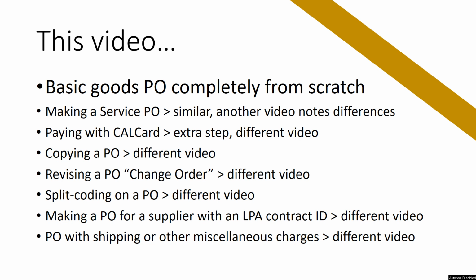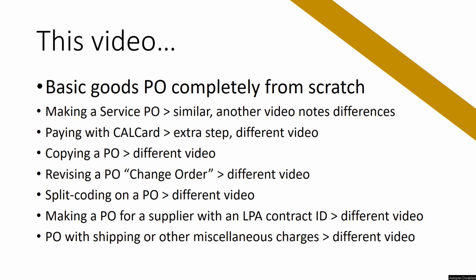I will be making a goods purchase with this purchase order. Making a service purchase order is quite similar, and you should watch this video first, but another video points out the differences. This video will also be for a purchase not made by CalCard. There's an extra step if you want to pay by CalCard, and I made another video that covers it. There is also the option in Fiscal to copy someone else's purchase order and make a few changes to suit your own purchase, but this video will show you how to do it all yourself.